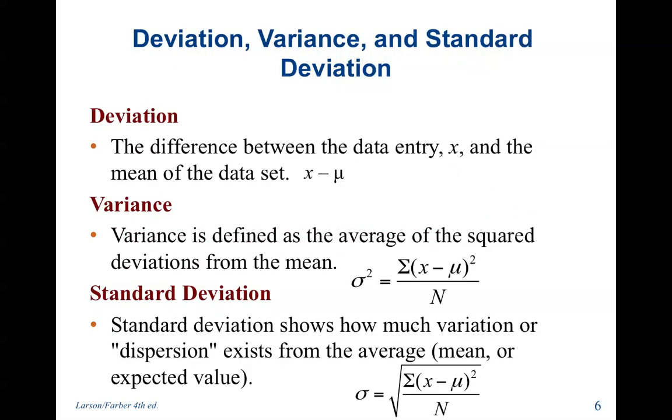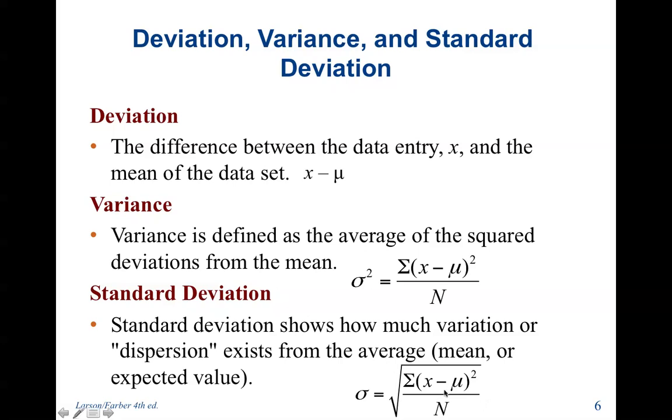So, deviation, variance, and standard deviation. Deviation is the difference between the data entry x and the mean of the data set, x minus mu. We will not find this much, but it's important to know. Variance is defined as the average of the squared deviations from the mean. And there is the formula for population variance, and I'll distinguish between those a little bit later. And then here's standard deviation, which shows how much variation or dispersion exists from the average, mean, or expected value.